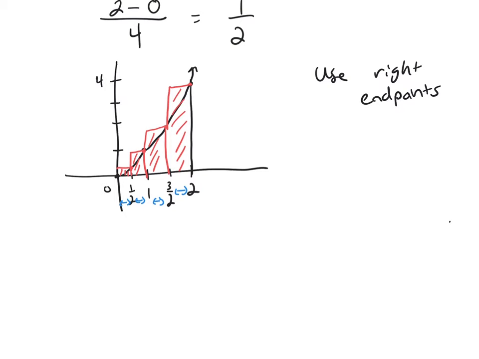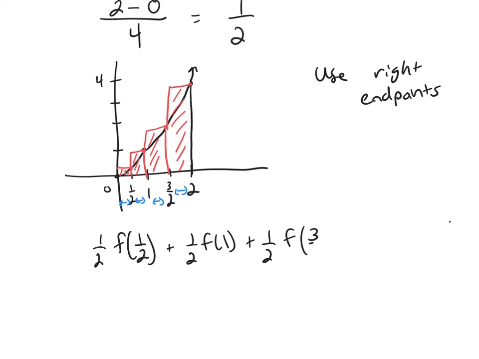So the width of all of these is 1/2. So 1/2, the height of my first one came from plugging 1/2 into my function. 1/2, the height of the second one, plug 1 into your function. 1/2, plug 3/2 into your function. And 1/2, plug 2 into your function. Now these all have the same width, so I can factor out that 1/2 if I want to.